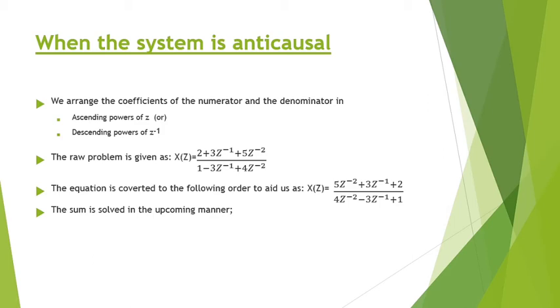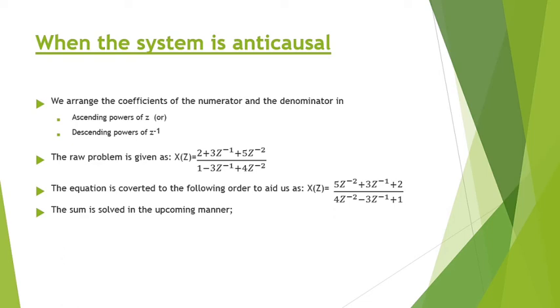Before getting in, we have to rearrange the question in a way that is suitable for finding the inverse Z transform of an anti-causal system. What we have to do is arrange the z terms in ascending powers of z, or descending powers of z inverse.